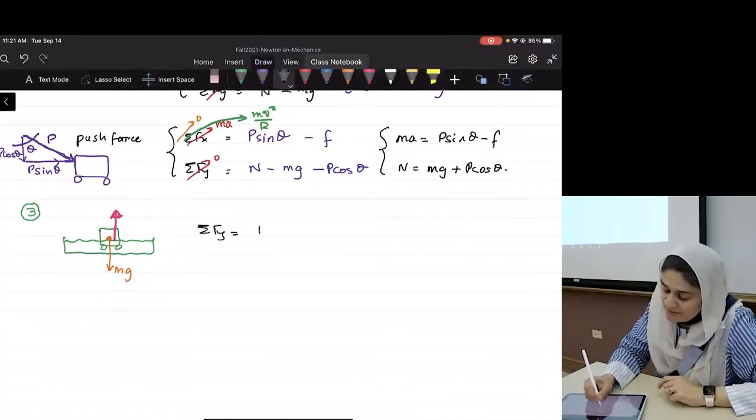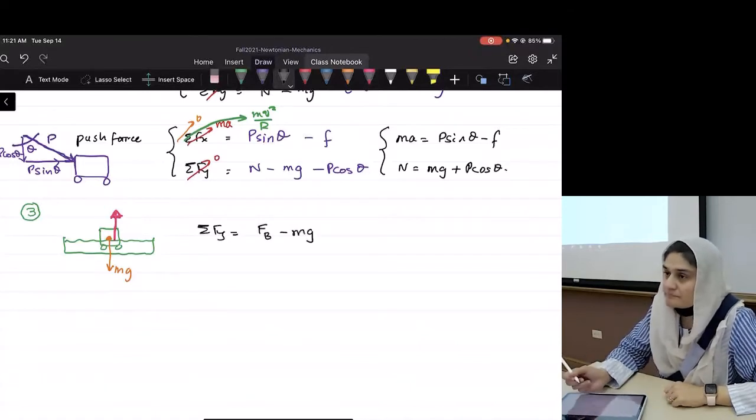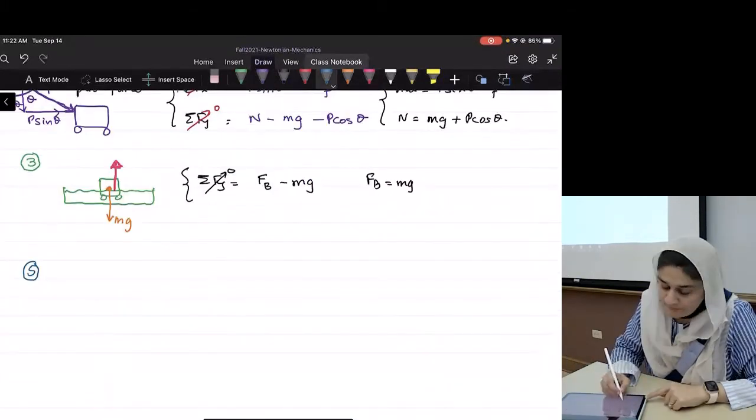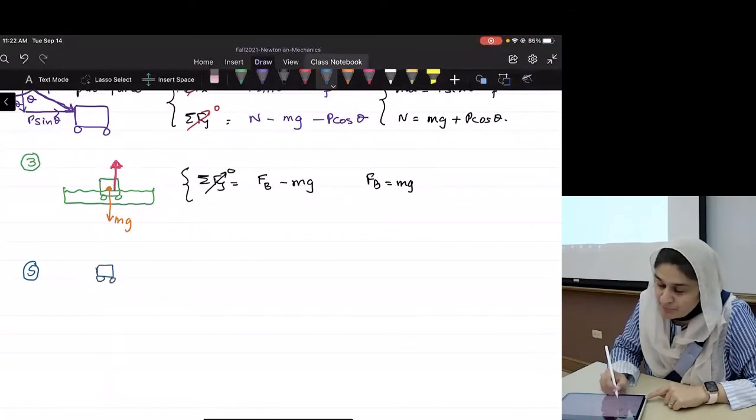Sigma Fy will be buoyant force acting upwards minus mg, or Fb equals mg. What the car is doing is providing a push force.